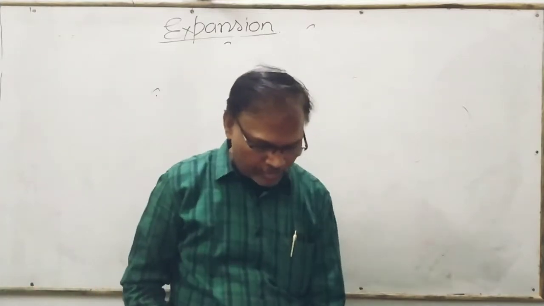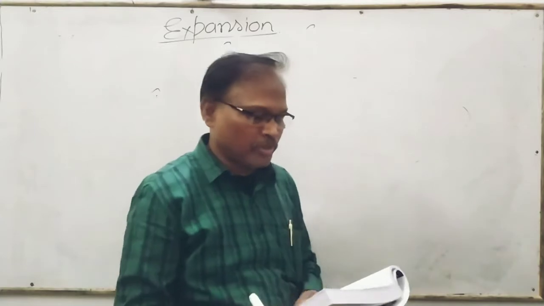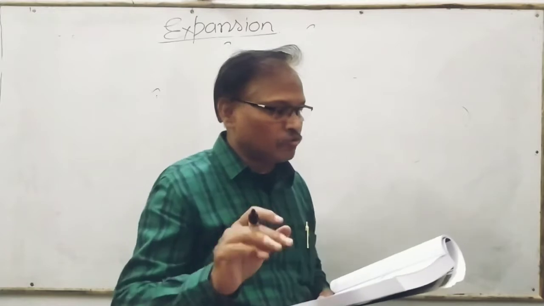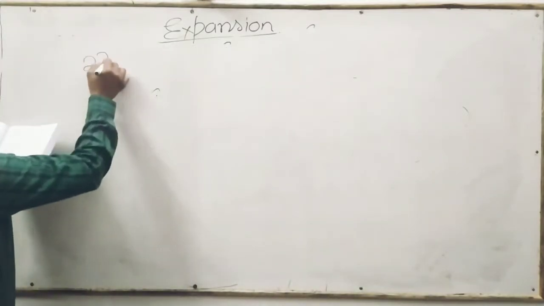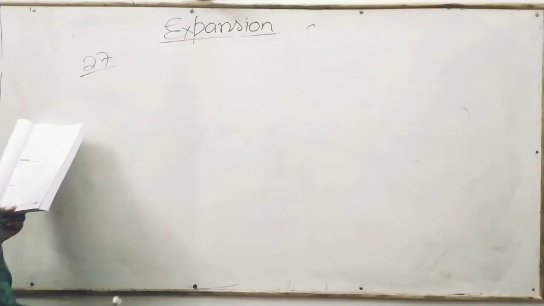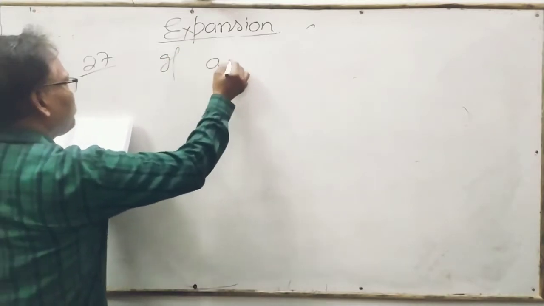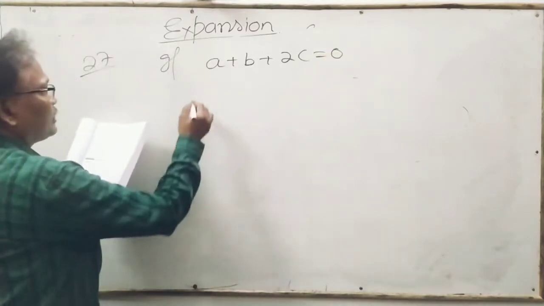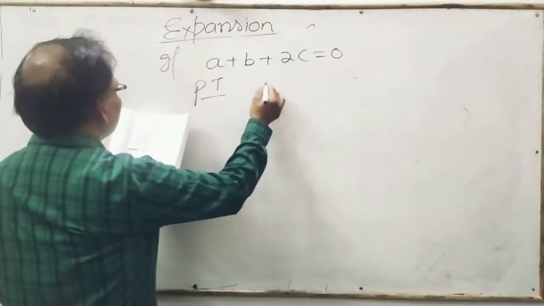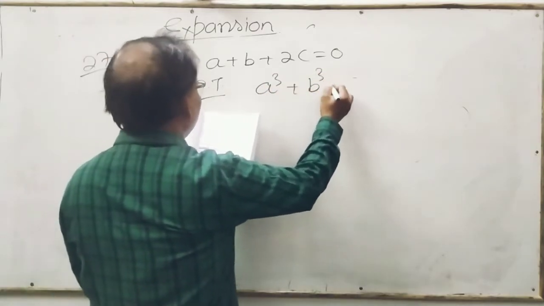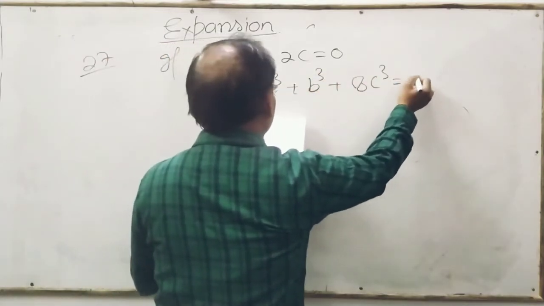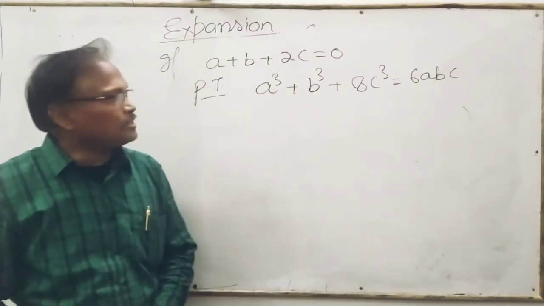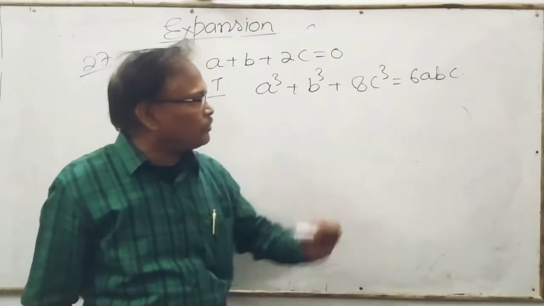Now the next one, based on the formula (a plus b plus c) whole square or a cube plus b cube, something is there. For example, 27th question is there. If a plus b plus 2c is equal to 0, prove that a cube plus b cube plus 8c cube is equal to 6abc. Clear? This is the formula. Means this is what you have to show.